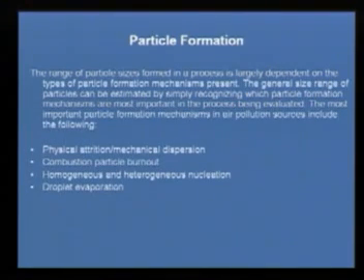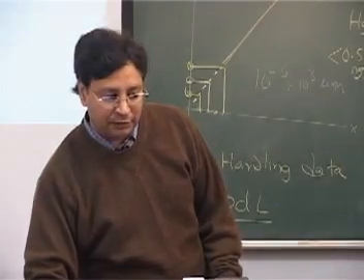How the particles are formed, especially the smaller particles. The larger particles we know. One way they are formed is physical attrition or mechanical dispersion. Another is from combustion particle burnout, and another is homogeneous and heterogeneous nucleation and droplet evaporation. You'll understand because fortunately we have good pictures coming up for you.